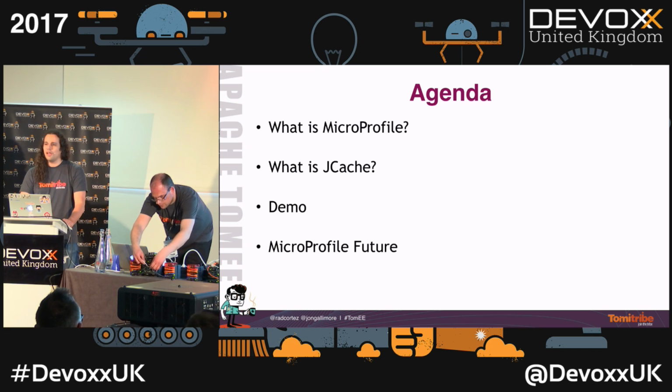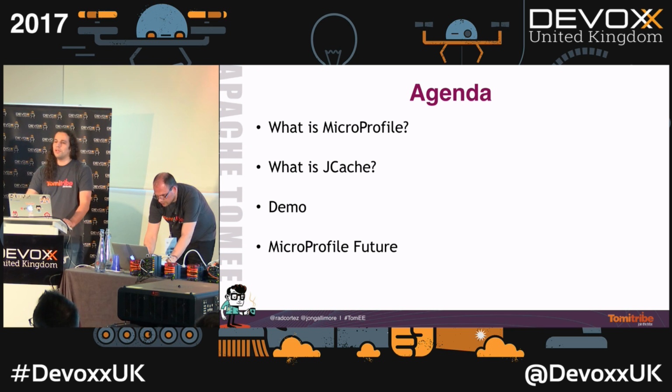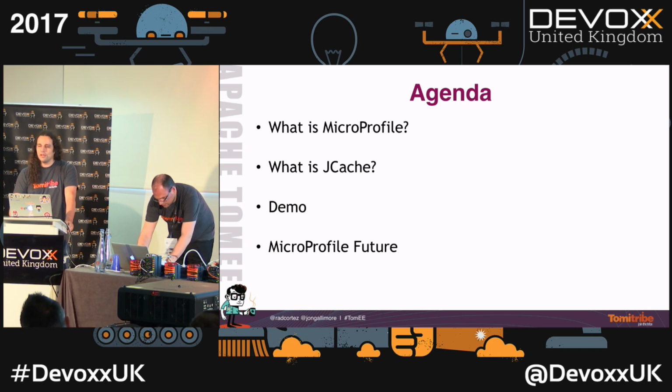Our agenda for today is we're going to look a little bit at what is MicroProfile, look also a little bit at what's in JCache. Then we're going to do a demo with some of the Raspberry Pis that we have over here. And then we're going to look at some of the stuff that's predicted that we're going to have in the future for MicroProfile.